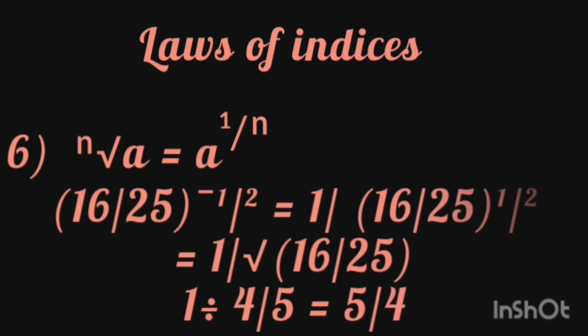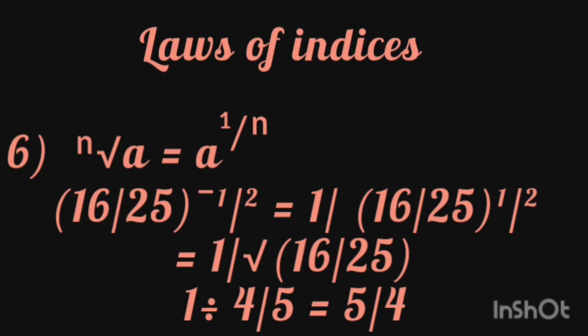Now we have 16 over 25 raised to the power minus half. Because there is a minus in the power, we put 1 all over the number. So we have 1 all over 16 over 25 raised to the power half. Now, any number raised to the power half is simply the square root of that number. So we have 1 all over the square root of 16 over 25. And the square root of 16 over 25 simply means the square root of 16 divided by the square root of 25.